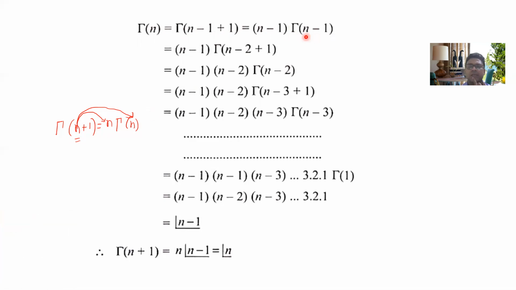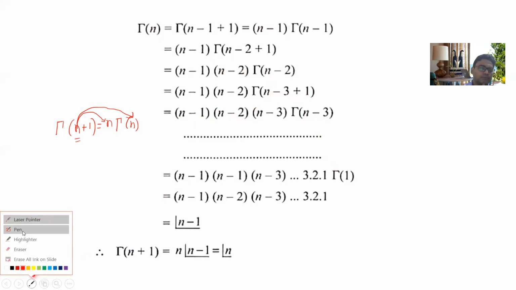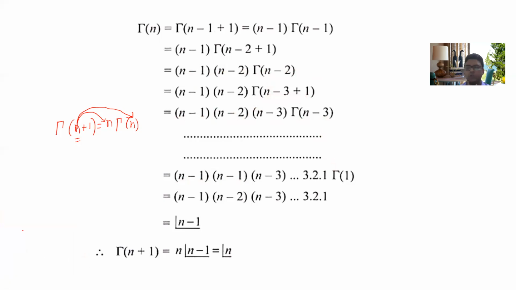In the same way, gamma n minus 1 can be rewritten as gamma n minus 2 plus 1, so similarly you can write n minus 1, n minus 2, gamma n minus 2. Similarly, you can write n minus 2 as gamma n minus 3 plus 1. So you can write n minus 1, n minus 2, n minus 3, gamma n minus 3. If we continue this process, it should be 2.